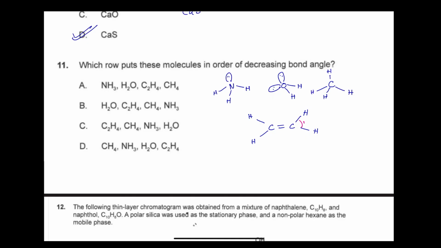It's trigonal planar, so this bond angle will be 120 degrees. For tetrahedral, the bond angle is approximately 109 degrees. Now there's a trick which I share in class: if you're adding a lone pair, for each lone pair you can decrease the bond angle by 2 degrees. So for NH3 the bond angle will be 107 degrees. For H2O the bond angle will be 105 degrees. So for decreasing bond angle, highest should be first, lowest at the end. So C2H4, CH4, NH3, H2O. Option C is the right answer.